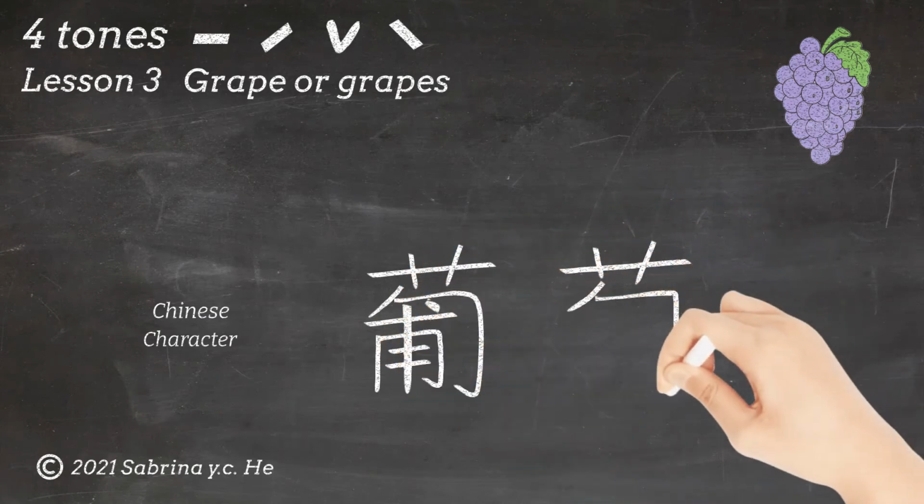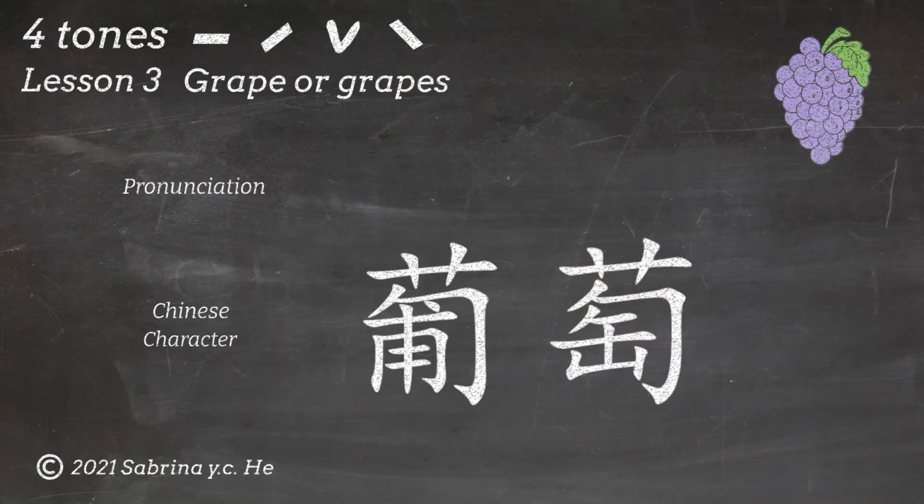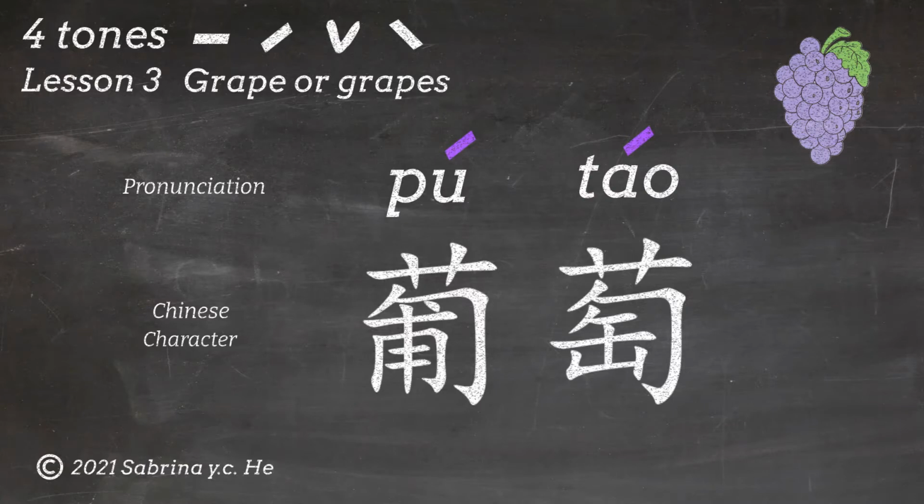We're going to learn how to say grape or grapes in Chinese. 葡萄. Please repeat after me. 葡萄 葡萄 葡萄. Now a little bit faster. 葡萄 葡萄 葡萄.